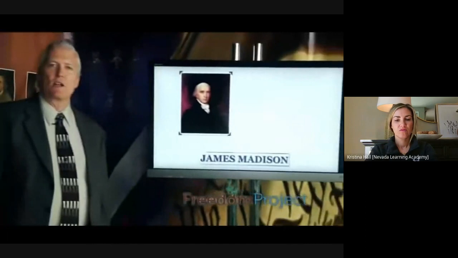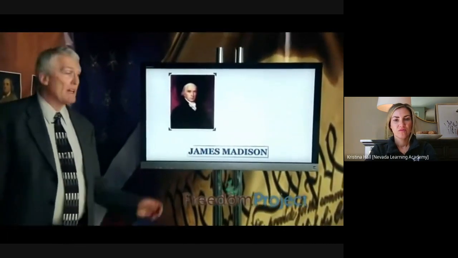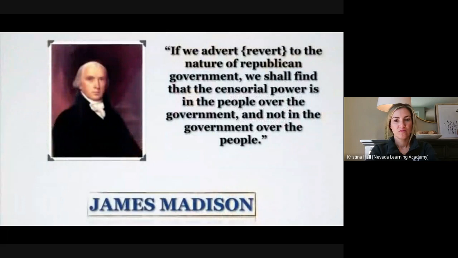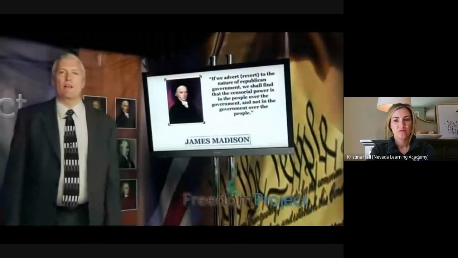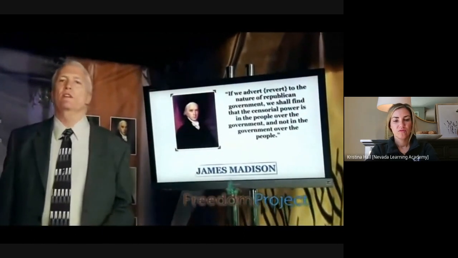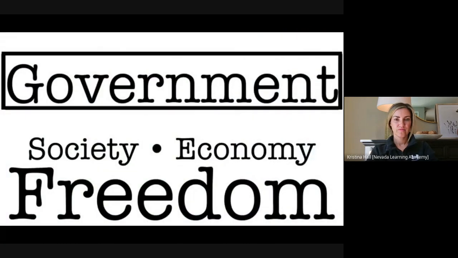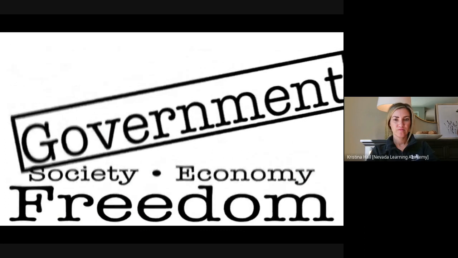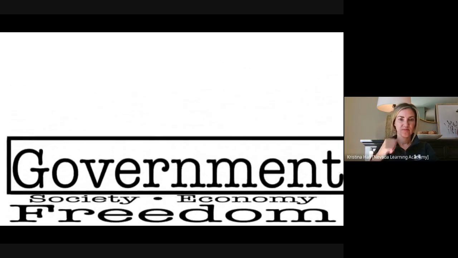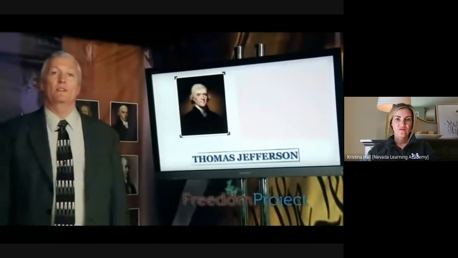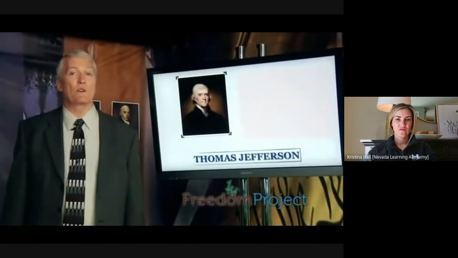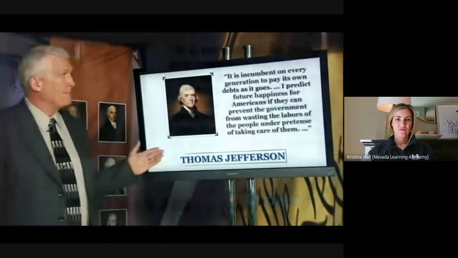The primary author of the Constitution and America's fourth president, James Madison, said, "If we advert to the nature of republican government, we shall find that the censorial power is in the people over the government, and not in the government over the people. The power of the people over the government was the reason and source for the freedom, prosperity, and success of the American people. The change in our society, economy, and the loss of our freedoms today are directly related to the change in our government."